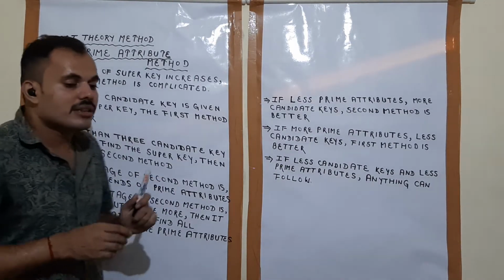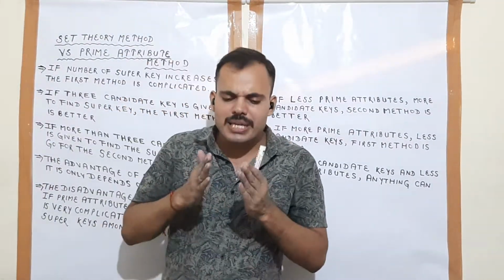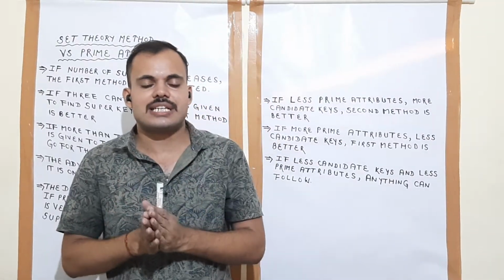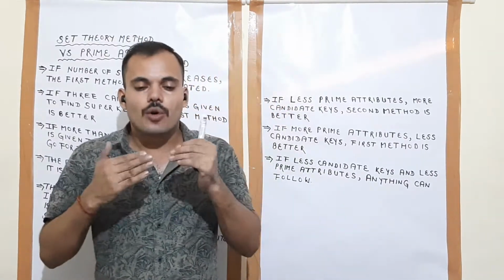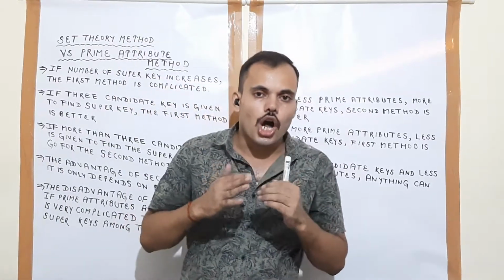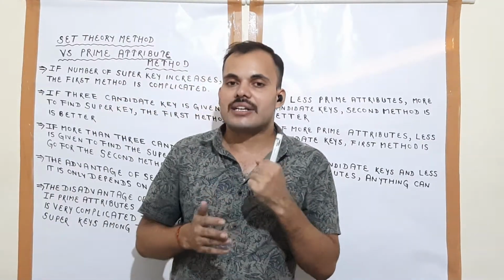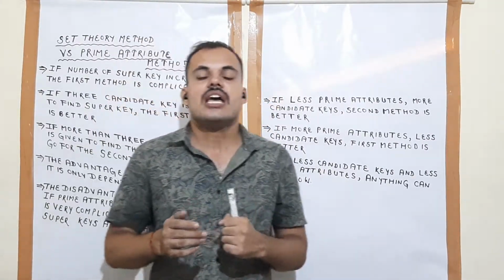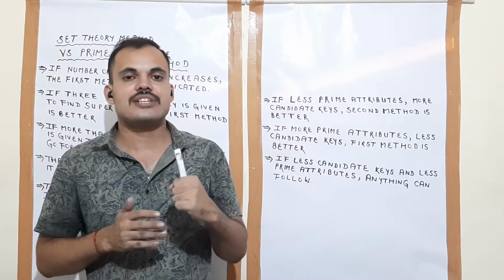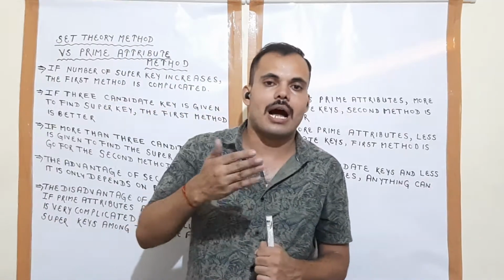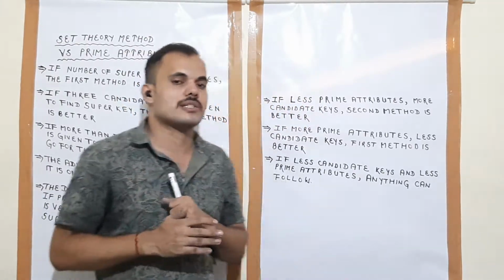And now see, if more than 3 candidate keys are given to find the super keys, then go for the second method. If more than 3 candidate keys are given, we require more than 3 sets, and to solve a problem using more than 3 sets is complicated. That is the reason it is saying that if more than 3 candidate keys are given, to find the number of super keys, go for the second method, that is the prime attribute method. Don't follow the set theory method. Understood?